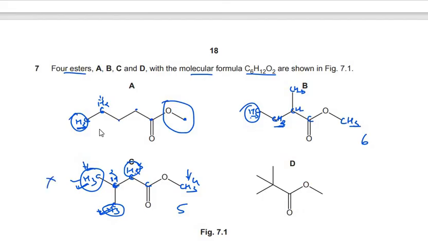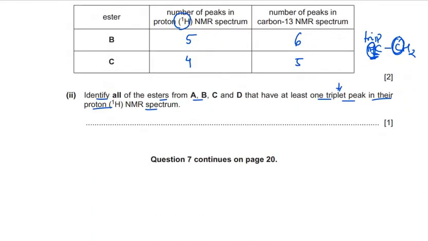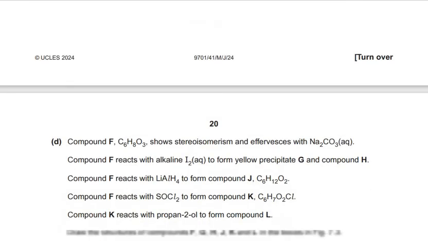So C doesn't have any triplet, and the same goes for D, because these are all CH3 bonded to only one carbon. So all these CH3 will have a singlet only, because there is no proton on the adjacent carbon. And here is NCH3, one more CH3 which is not bonded to any carbon directly, so no triplet is possible here. So the triplets possible are in the esters A and B. Let's write here A and B esters have at least one triplet.